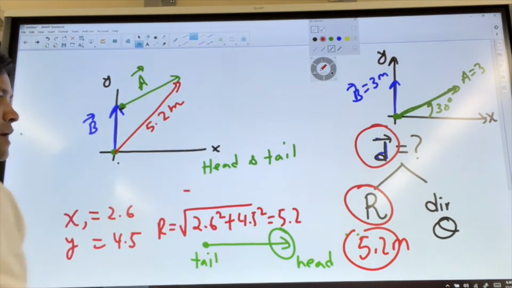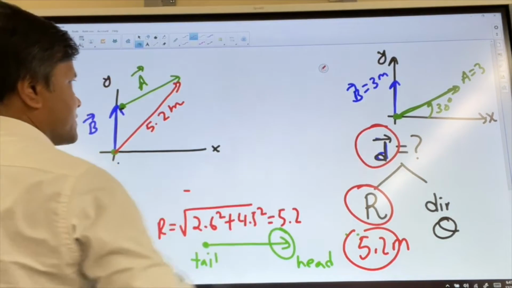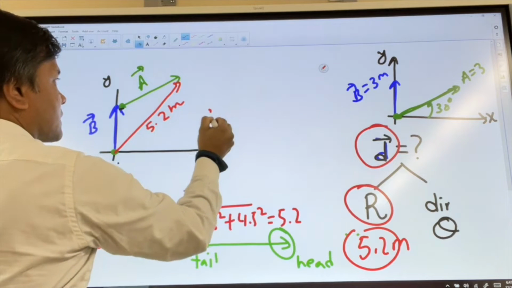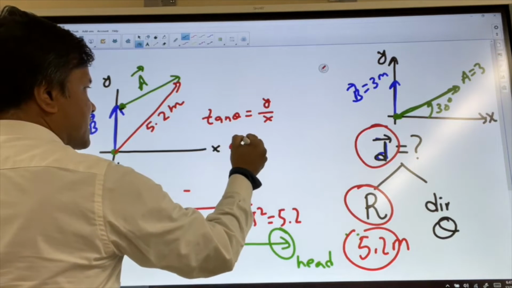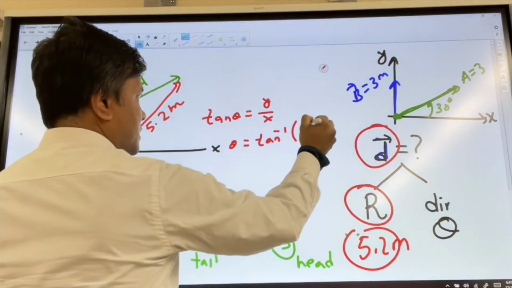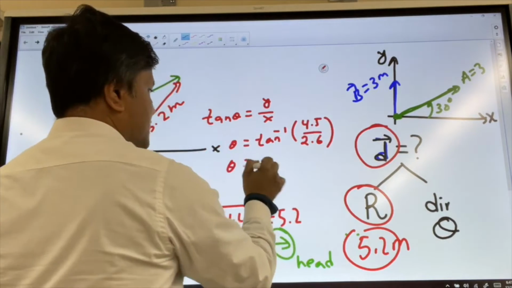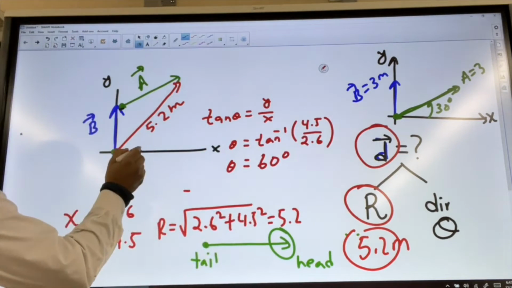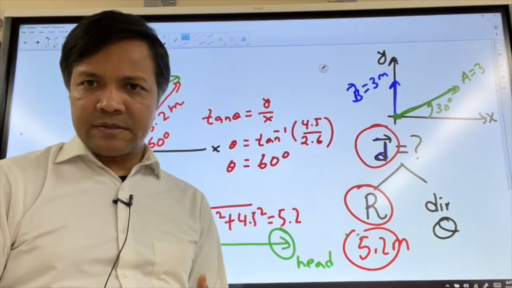Now we're going to find the angle. Let's see whether we can find the angle. We're going to use trigonometry, and with trigonometry, tangent theta is y over x. So theta is tangent inverse. What is y? y is 4.5. What is x? 2.6. So theta is 60 degrees. So this angle is 60 degrees. This is how you find it.